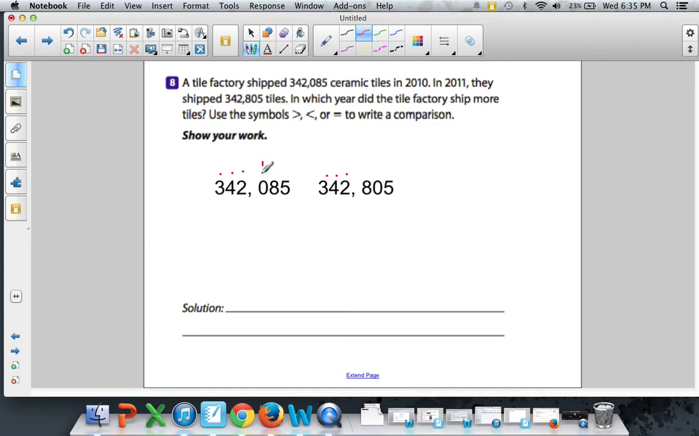They're different at the hundreds place. The 0 and the 8. So which one's bigger? The 0 or 8? 8's bigger, Mr. Graham. That one's bigger. Solution? The one in, what year was that? 2011 made that much. So, 2011. Thank you very much. Moving on.